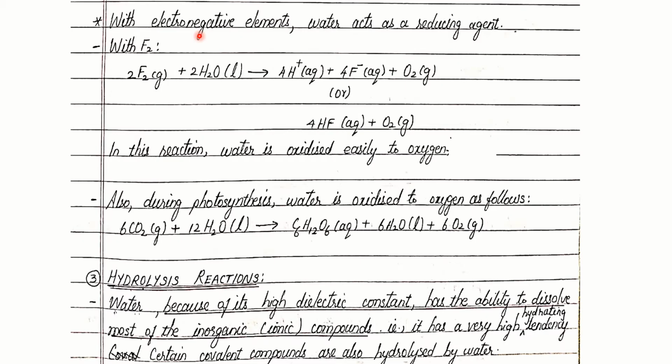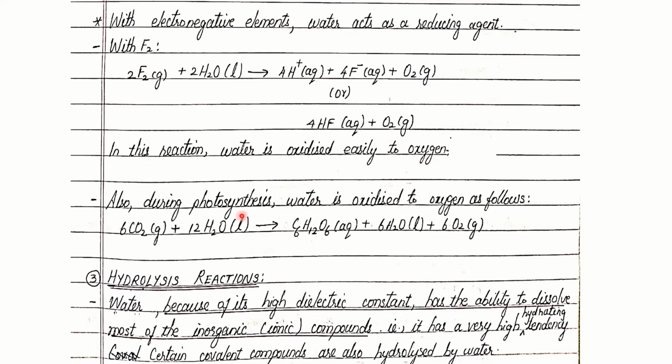In the presence of an electronegative element, water behaves like a reducing agent. And what is a reducing agent? A reducing agent is a substance which reduces another substance and gets oxidized during the reaction. Now look at the reaction happening between fluorine and water. We know fluorine molecule is an electronegative molecule. So in the presence of an electronegative fluorine molecule, water acts like a reducing agent. Water reduces fluorine molecule to hydrogen fluoride and gets oxidized easily to oxygen.